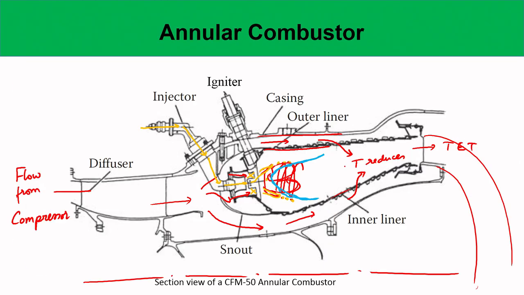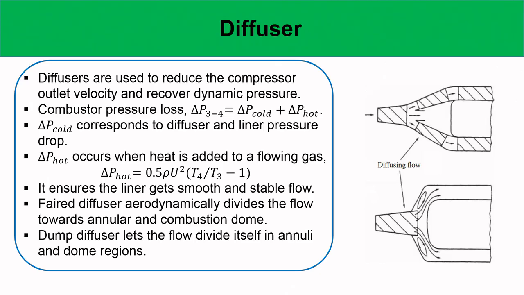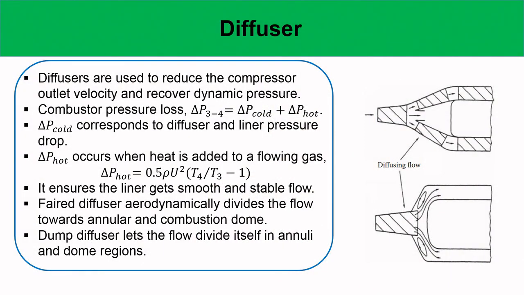Okay. So that is what one needs to understand. It is just a small cut section of this annular combustor that we are showing here. We will talk a little bit about this in the coming slides. As you see, one of the important parts is the diffuser. Even though this is a combustion class, because it is an important part of the combustor, we will just tell you what the diffuser does.